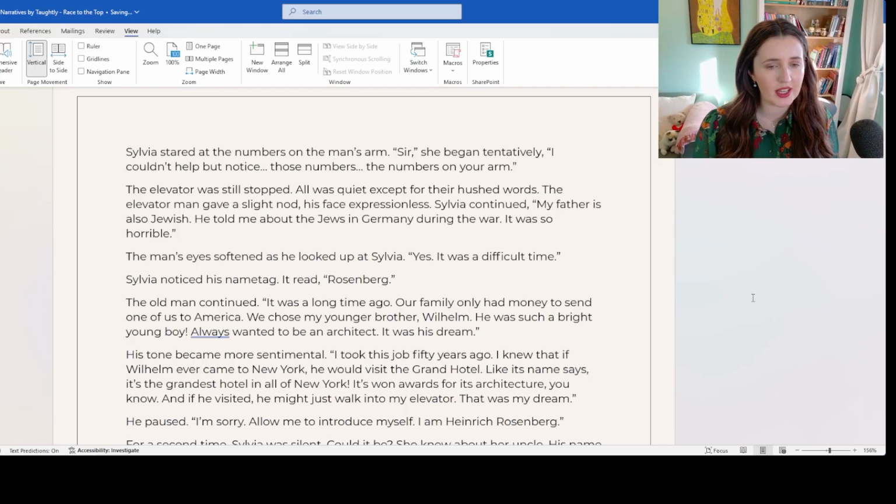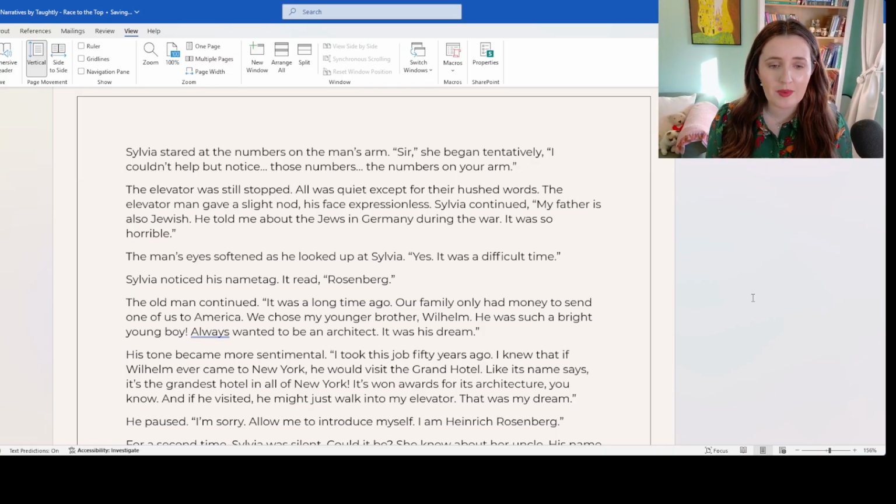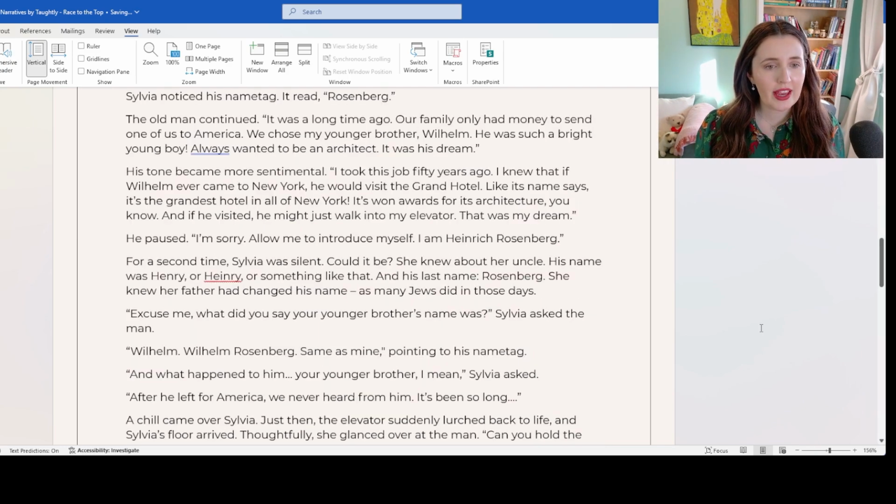Sylvia noticed his name tag. It read Rosenberg. The old man continued, "It was a long time ago. Our family only had money to send one of us to America. We chose my younger brother, Wilhelm. He was such a bright young boy. Always wanted to be an architect. It was his dream."